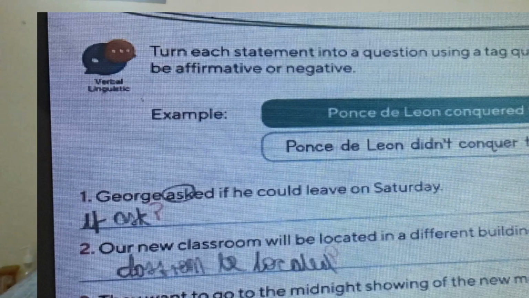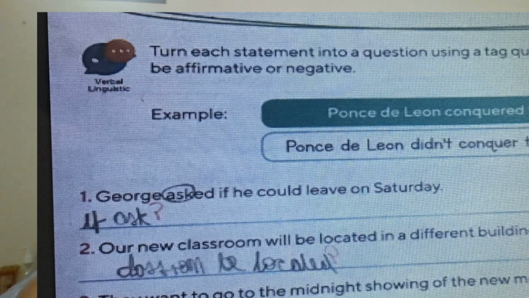So, take a look at this picture. I need you to please read the instructions with me. It says, turn each statement into a question using a tag question. The tag questions might be affirmative or negative. Okay, let's read that again. Turn each statement into a question using a tag question.